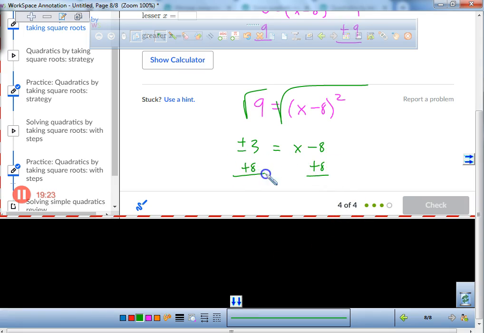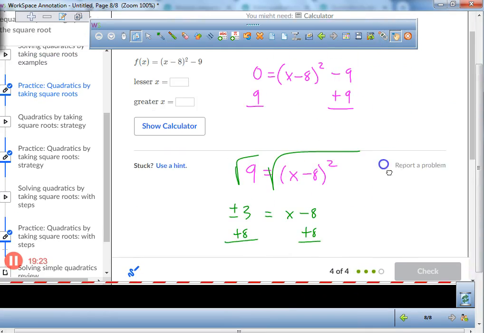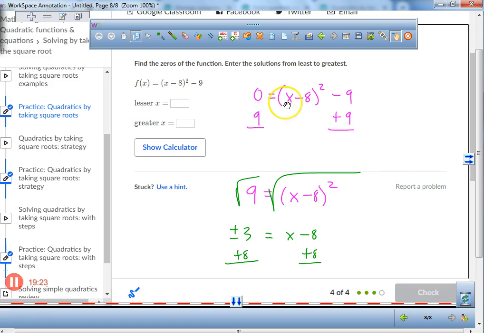So my answers are going to be x equals plus or minus 3, and then I'm adding an 8. So here's just a quick way of doing it if you wanted to do it in your head. What is 3 plus 8? 3 plus 8 is 11. And negative 3 plus 8 is 5. So I'm going to choose the numbers 5 and 11. And that's it. 5 and 11.